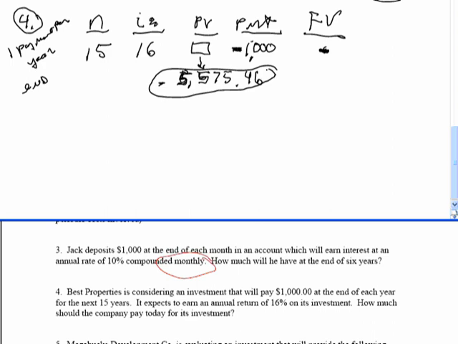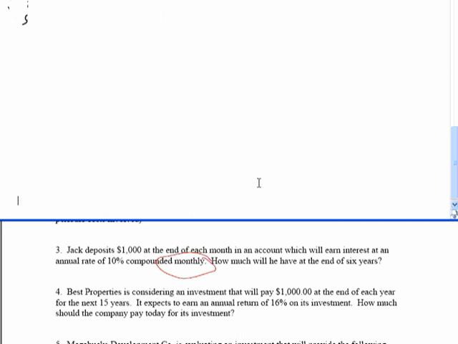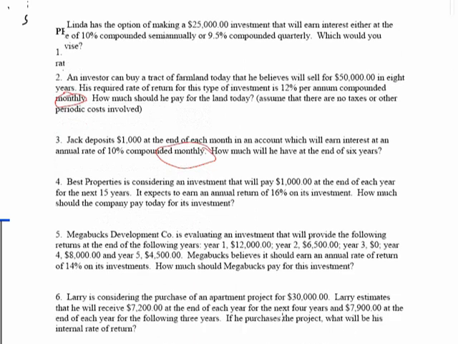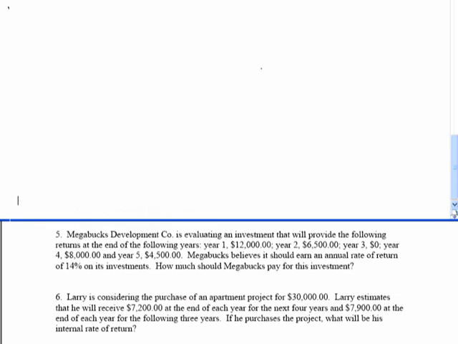Okay, next, let's scroll down. And we're looking at number 5. And number 5, we have Megabucks Development Company is evaluating an investment that will provide the following returns at the end of the following years. Year 1, $12,000. Year 2, $6,500. Year 3, 0. Year 4, $8,000. Year 5, $4,500. Megabucks believes it should earn an annual rate of return of 14% on its investments. How much should Megabucks pay for this investment?